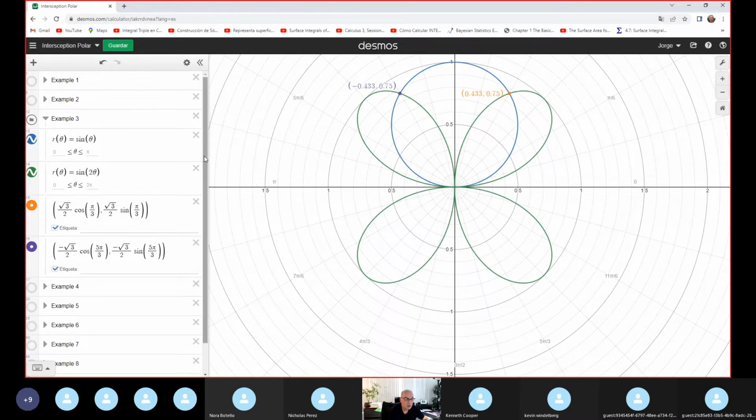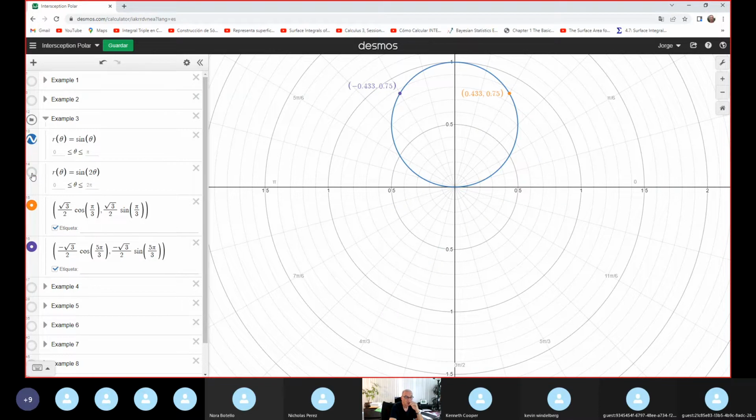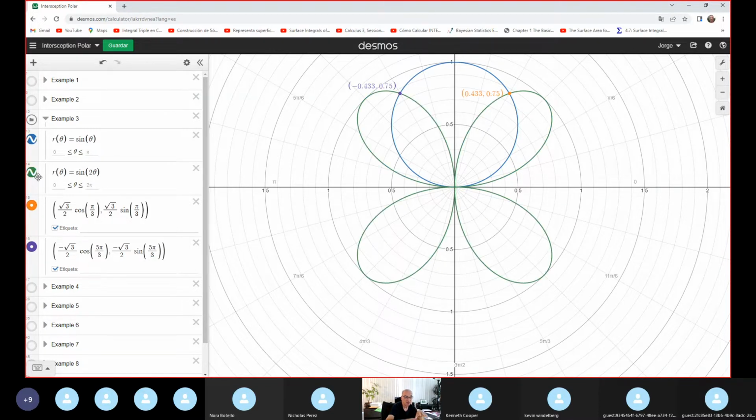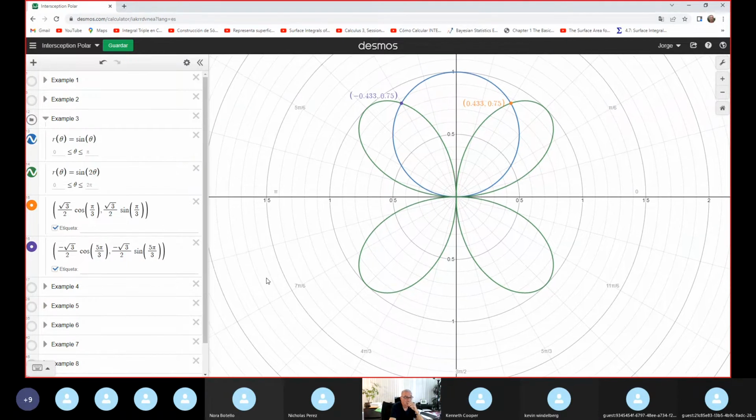Look, I put equations. The only thing that you need to write in polar is r of theta, like f of x, equals sine theta. Boom. Yeah, I get the blue one represents the circle. Now I put in the second line sine 2 theta. Wow, it's a rose. How many petals? 4 petals. And you put the points. Okay, in this case we have only 2 points, no?